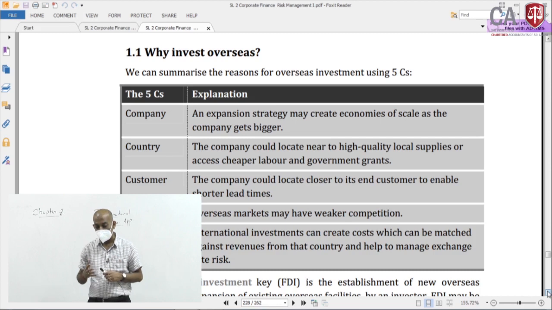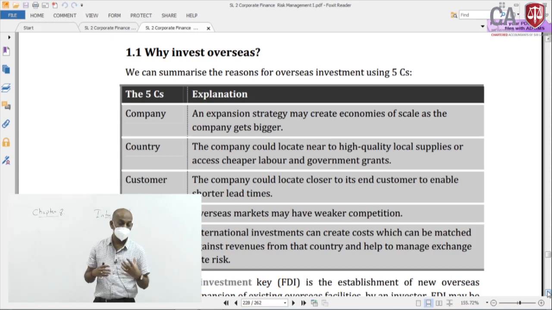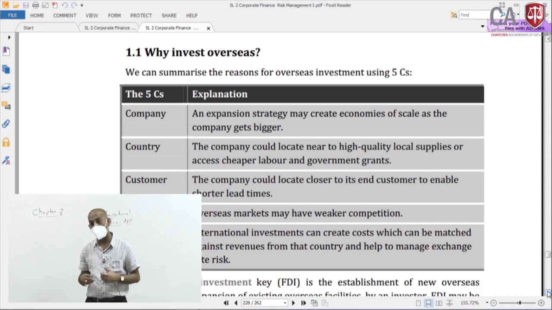Why? One is that your company is getting bigger, you want to become a larger company. Second, the company wants to have high quality supplies and cheaper labor by shifting the country. Maybe in Sri Lanka your cost of production or labor cost is very expensive compared to another part of the world. So you move there to do that production.